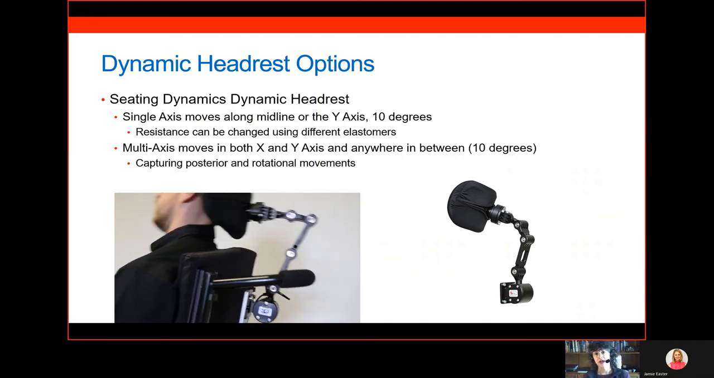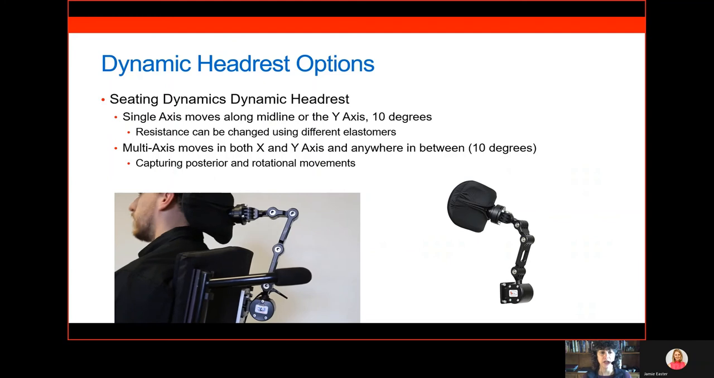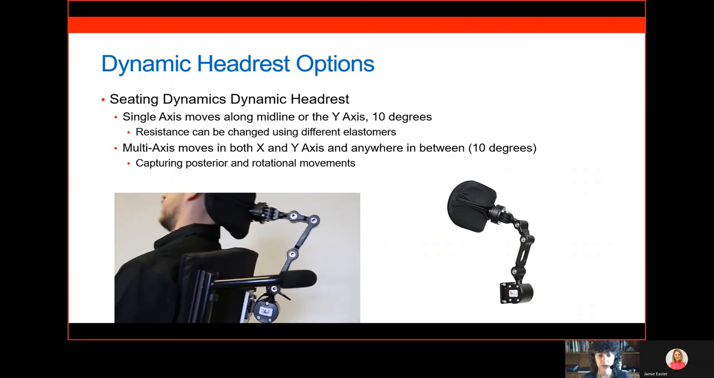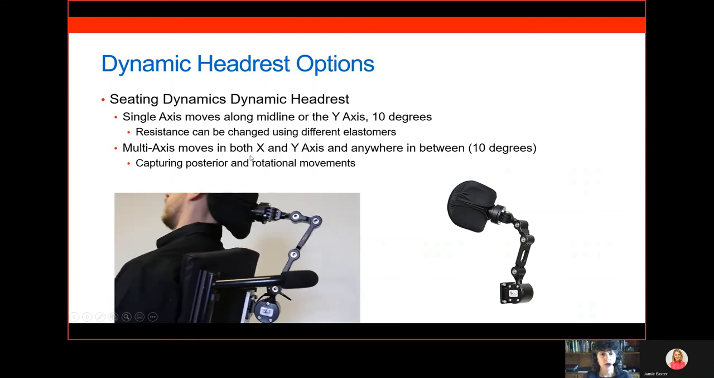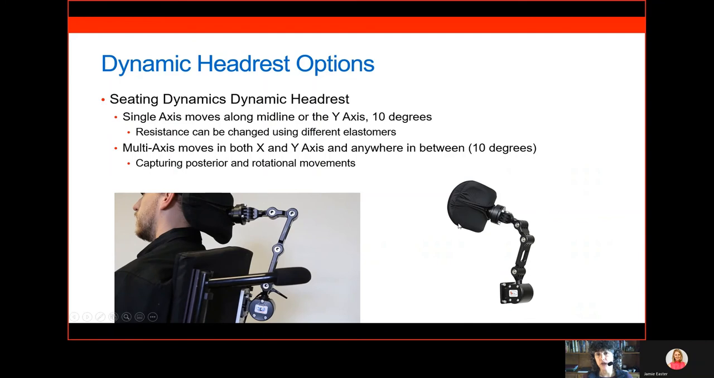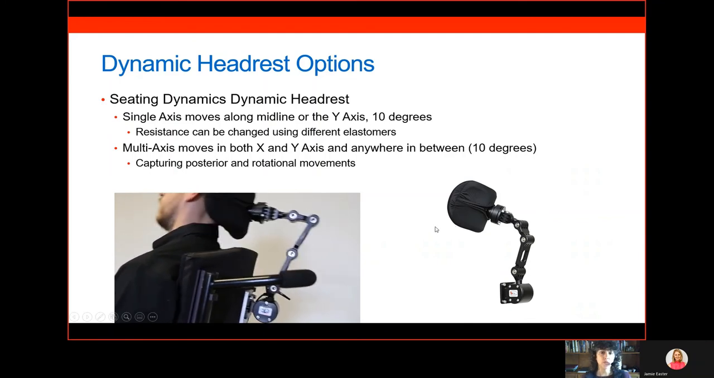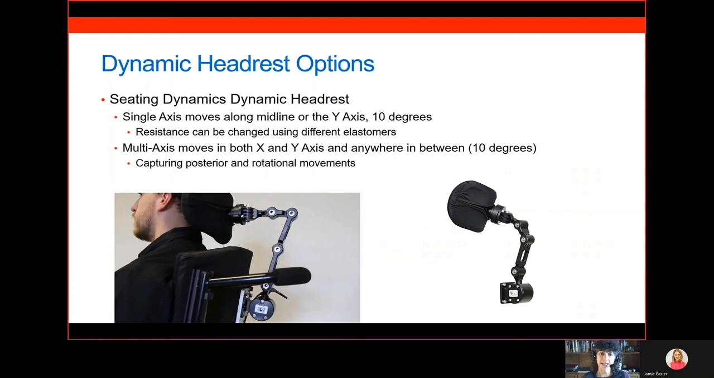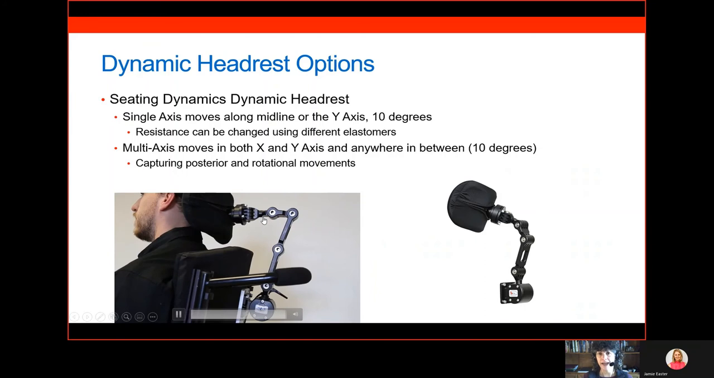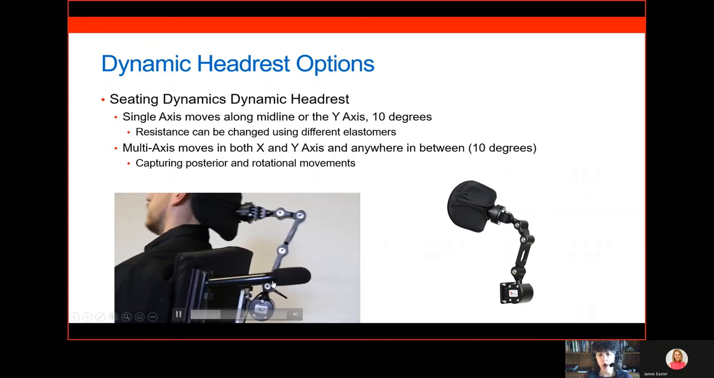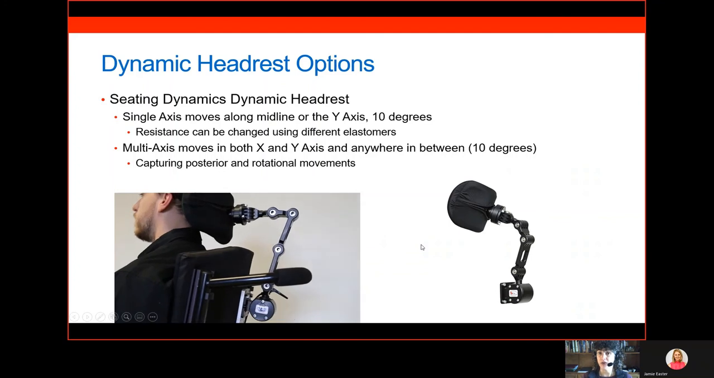Seating Dynamics has a dynamic headrest, and they have two versions, a single axis and a multi-axis. The single axis will only go posteriorly, directly back. The multi-axis will move to capture rotation. Both of these will move about 10 degrees, but it does depend on what elastomers you're using, how much resistance there is, and how many of these links you've added. You can see we have a number of links so that you can choose the height of the head support. Well, the longer this leverage point is, the farther the client will be able to move the head support.